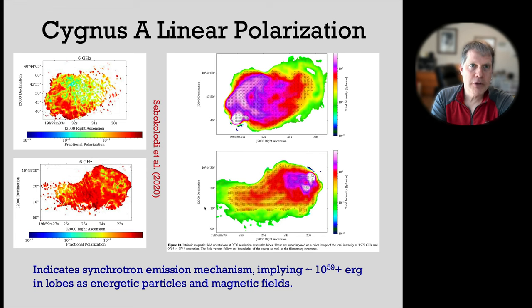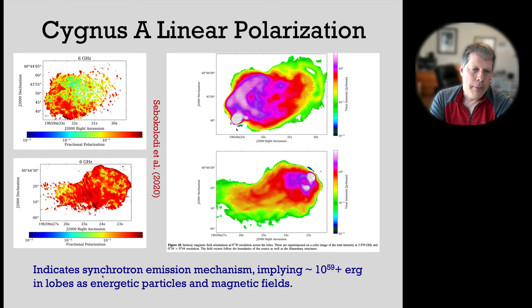Okay, so this polarization is extremely important for a couple key reasons. First of all, it indicates strongly that the emission mechanism in the radio is indeed primarily synchrotron. That's one very important finding. So now we know the emission mechanism; the polarization is strongly telling us it almost surely is synchrotron.